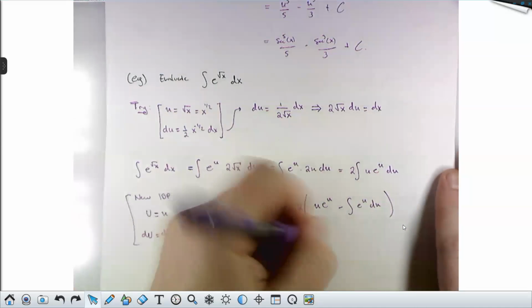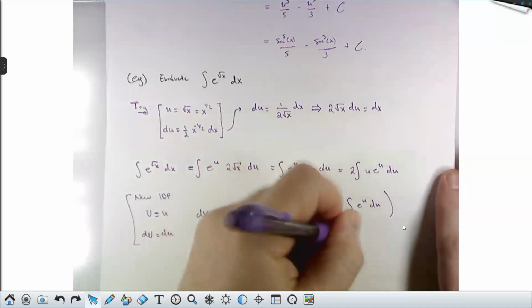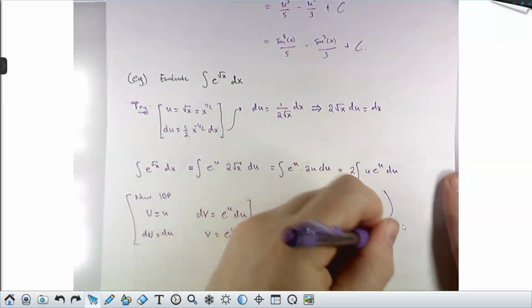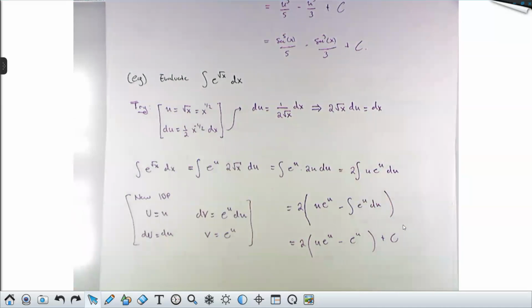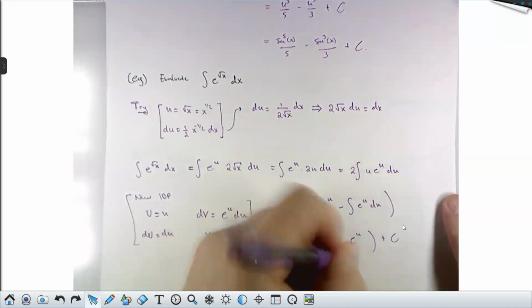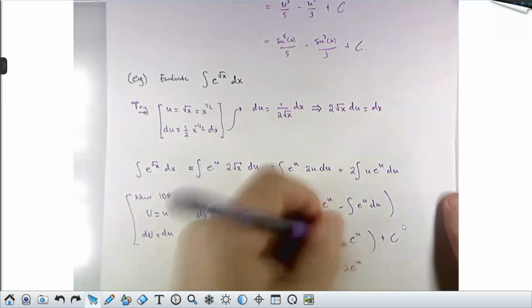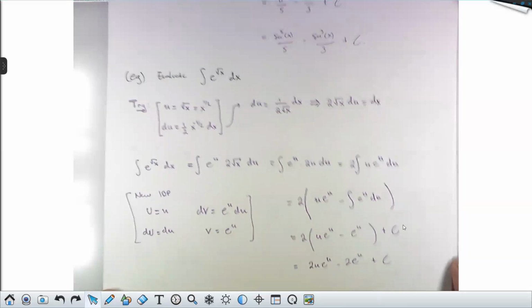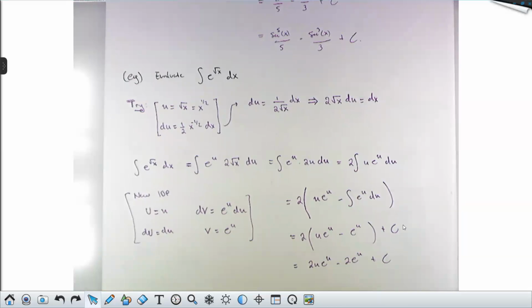That's 2 times u e to the u minus the integral of e to the u, which is e to the u. You can slap your plus c out here like that. You can distribute the 2 if you want. All right, so this is not too bad. The hard part about this, I think, is calculating the differential and knowing what to do with it.